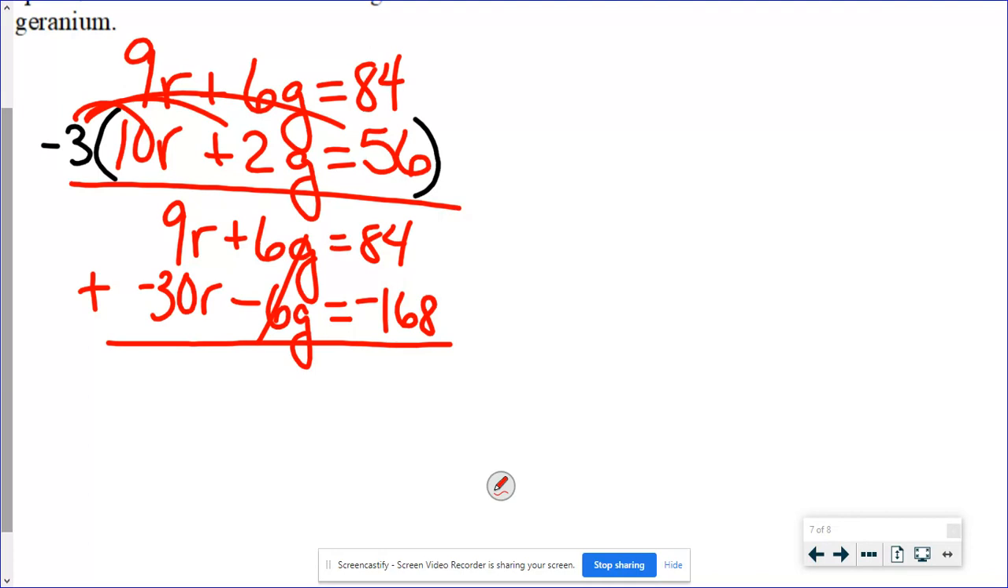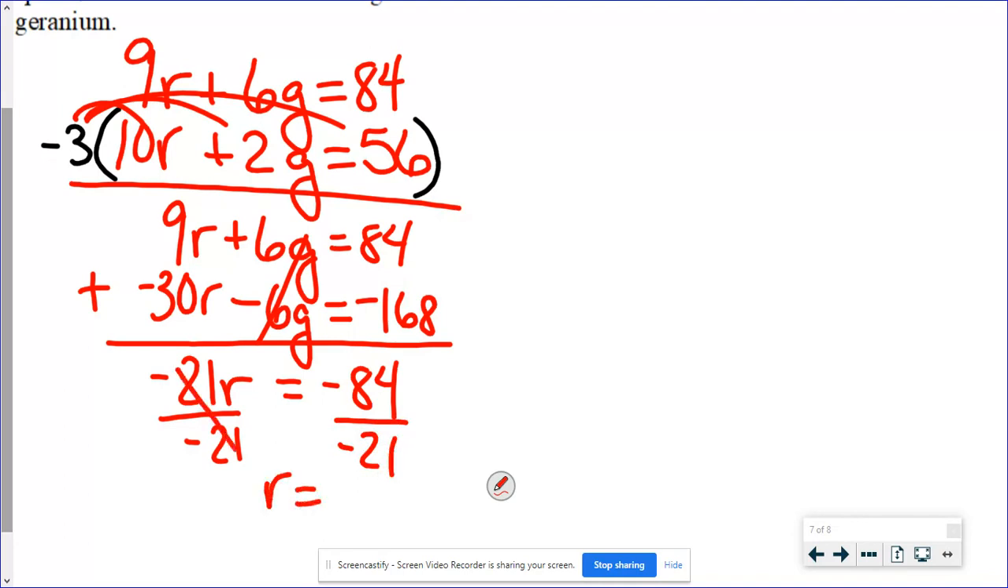9 plus a -30 is going to be a -21R. So 84 and -168 would be a -84. And when we divide, again, can't be a negative answer. Make sure you're getting an answer that makes sense. This is going to be 4. Right? So the rose bushes cost $4 each.